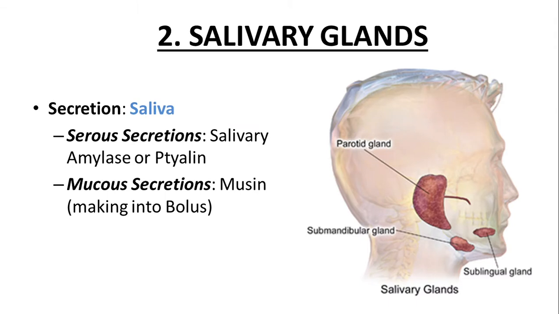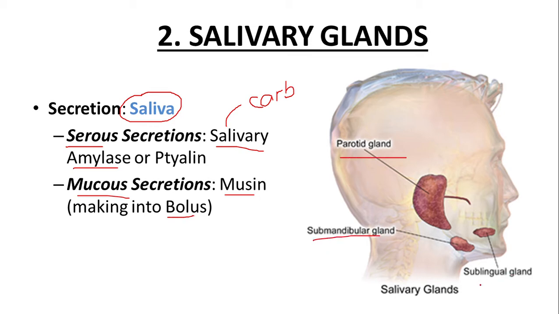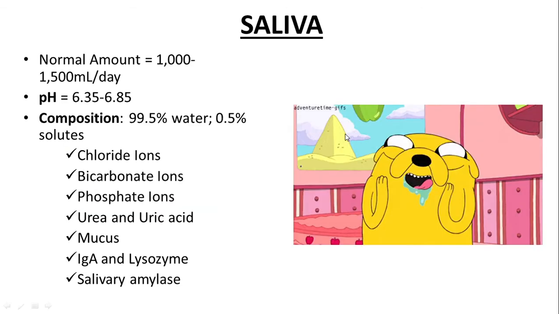Your mouth also contains salivary glands, which of course produce what you call as your saliva. And your saliva actually contains secretions known as your serous secretion, which is comprised of salivary amylase or ptyalin, which is a type of enzyme capable of breaking down carbohydrates. And then you have your mucus secretion composed of mucin, responsible for making your food that you have chewed into a bolus. Right? So for the salivary glands, you have your parotid, submandibular, and sublingual, the largest of which is your parotid gland.